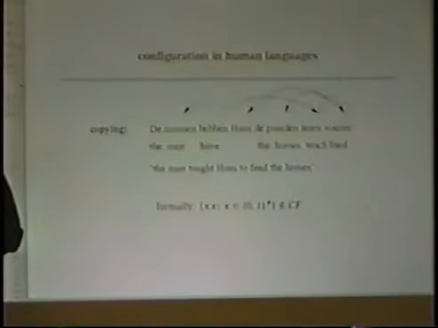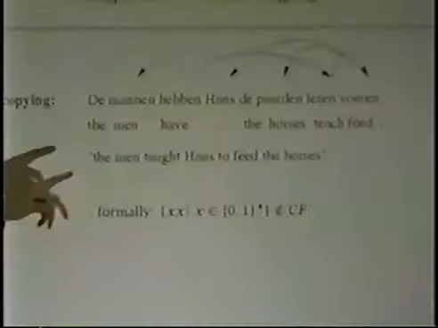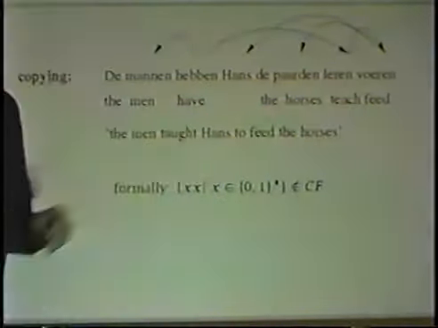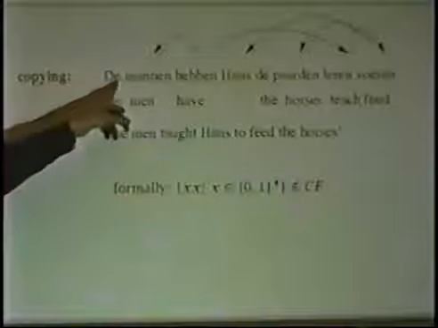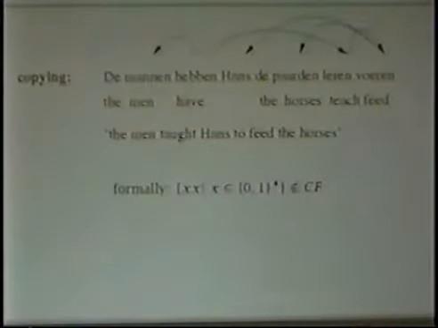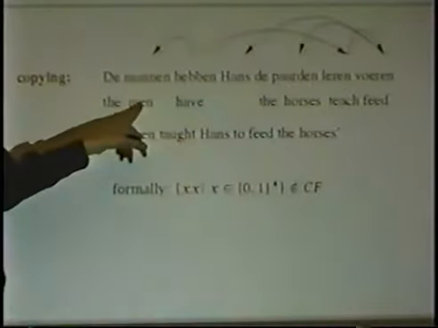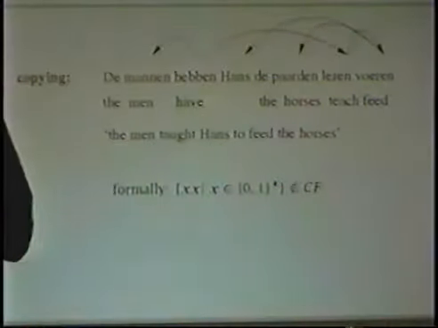So this is familiar to everyone probably, but let me just quickly say, in human languages we find kinds of relations which are sometimes called copying or crossing relations. So you can say the horses teach feed, where the man is the subject of teach, and feed takes horses as its object. The man Hans the horses teach feed. This is the translation. So anyway, you have the subject 1 and subject 2, and then verb 1 and verb 2 in this crossing kind of order.